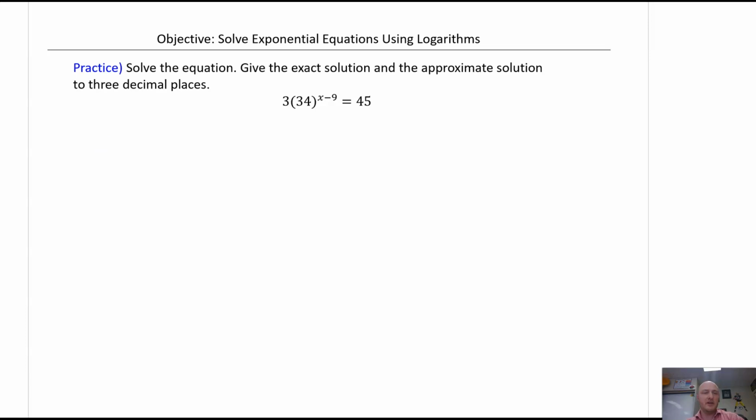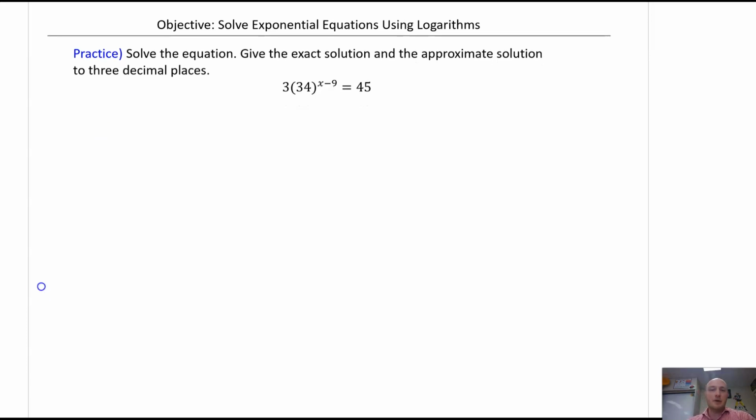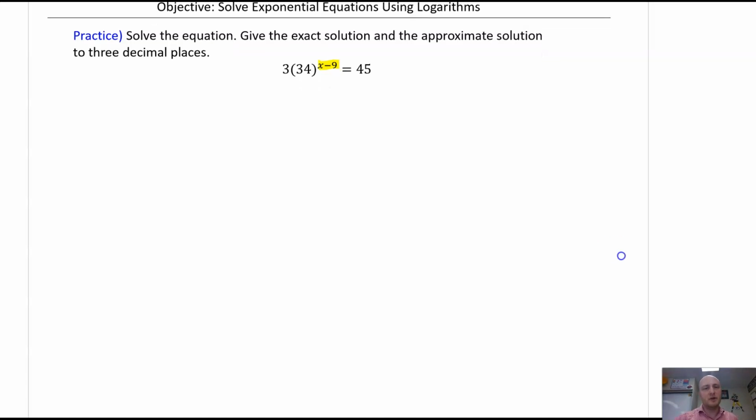All right, here you go. Here is the second practice problem. Note on this one, again, you have a binomial exponent. Pause the video. We'll give this one a go.